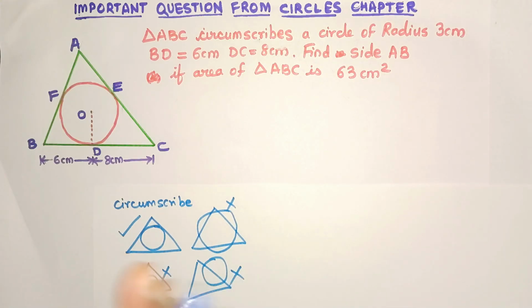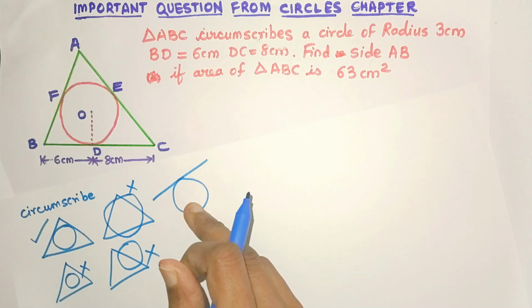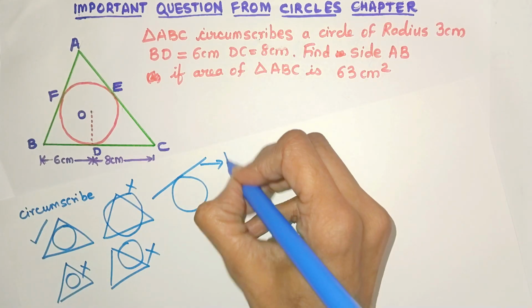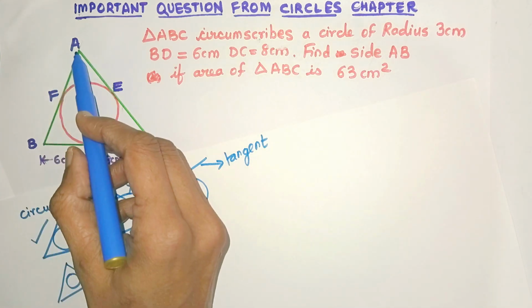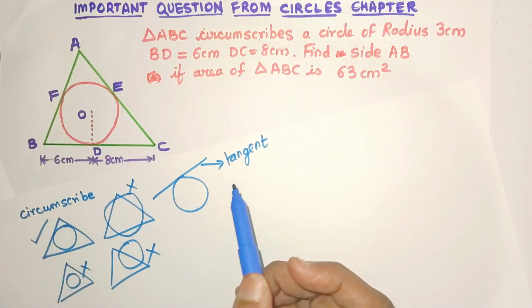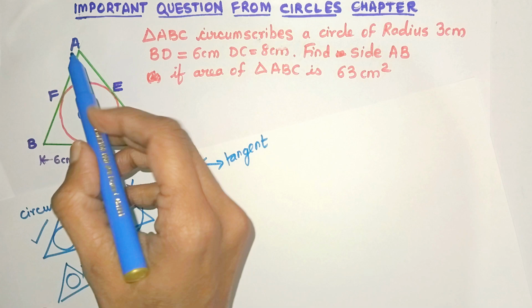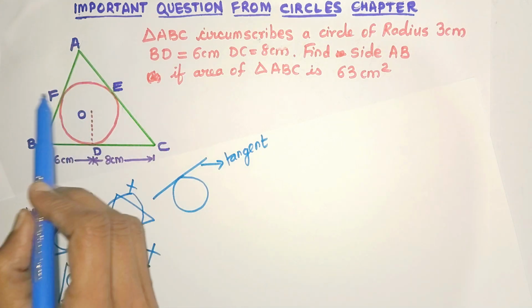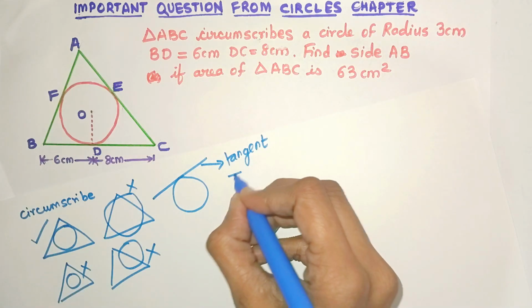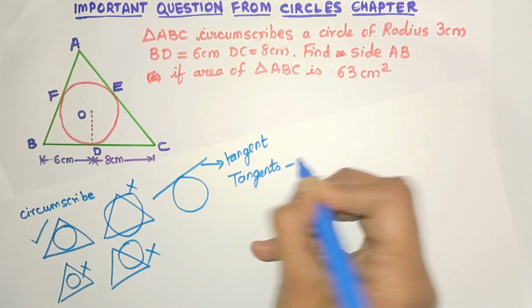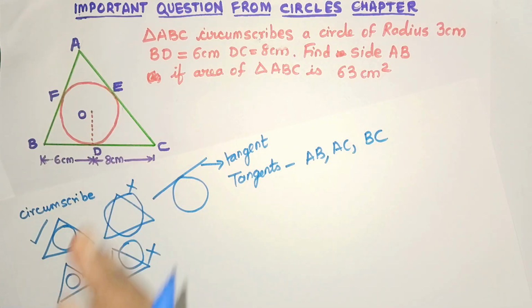So friends, we have learned that when a line segment touches a circle at exactly one point, what is that line segment known as? Yes, it's known as a tangent. So indirectly they have given to us that AB, AC and BC are tangents. They have not mentioned the word tangent here, but because it circumscribes, you can see that AB side touches the circle at F, AC touches at E and BC touches at D. So what are the tangents that we have here? Yes, AB, AC and BC. These are all tangents to this circle.